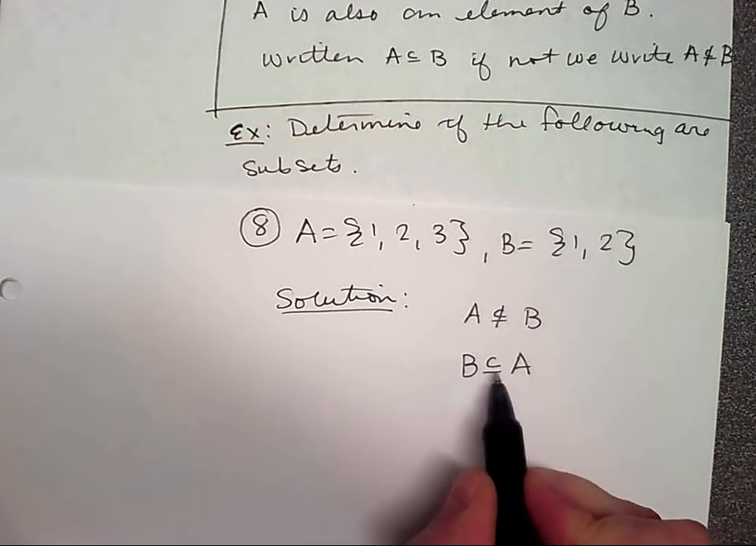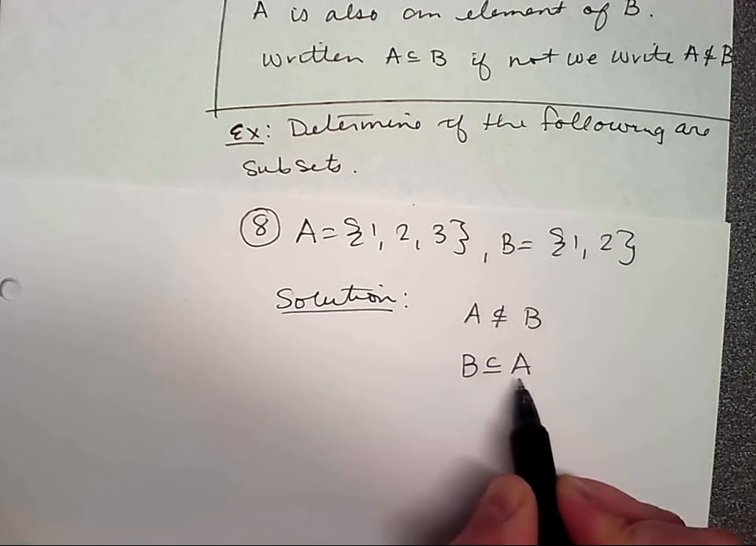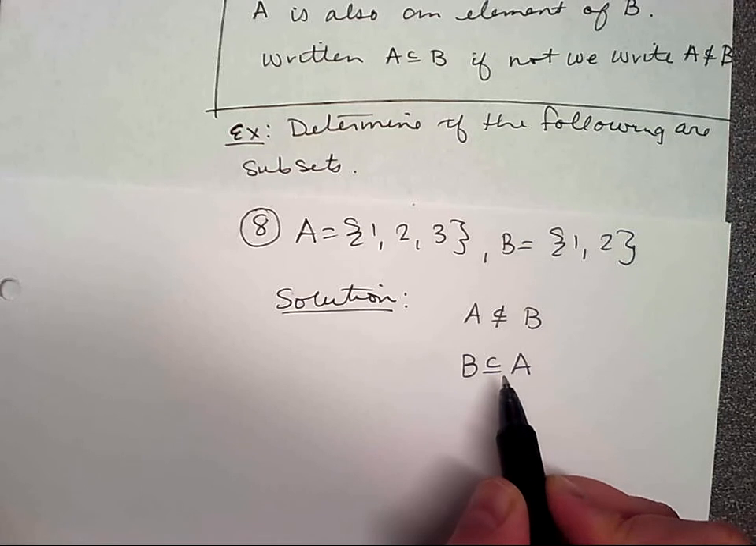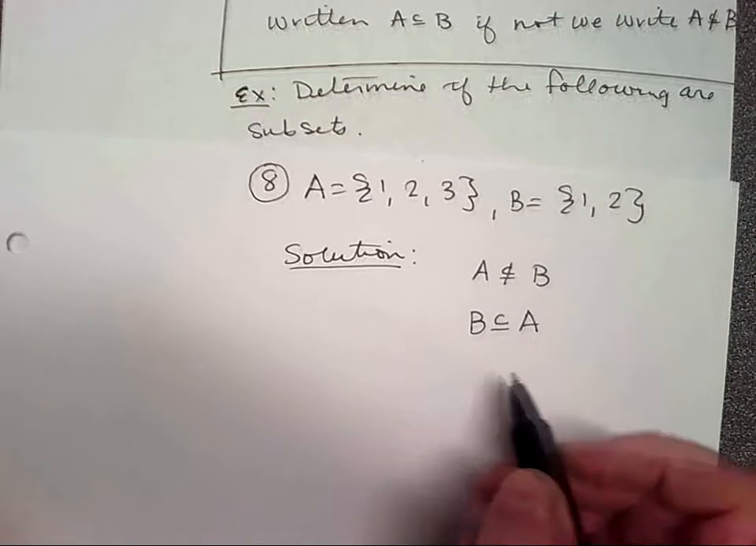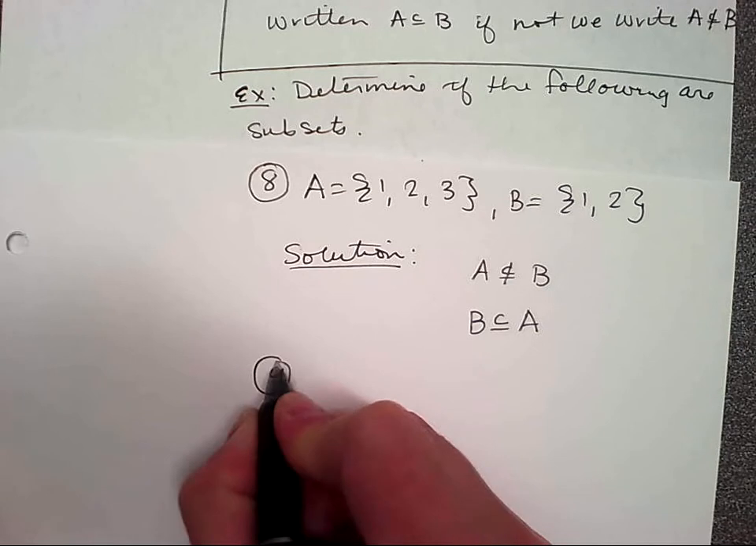I kind of think about this symbol like a C, like contained in. B is contained in A. All elements of B are contained in A. So that's what it means to be a subset. All of the elements of B are also elements of A. All right, let's do another example.